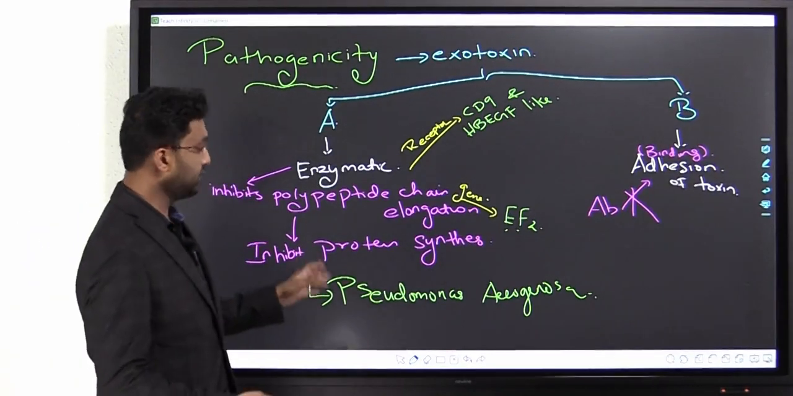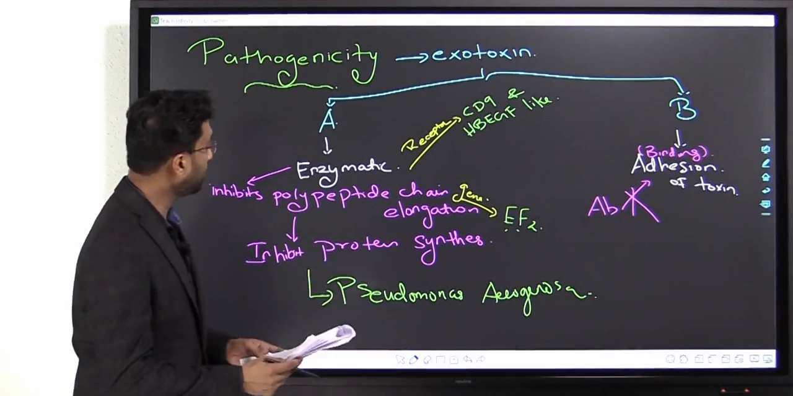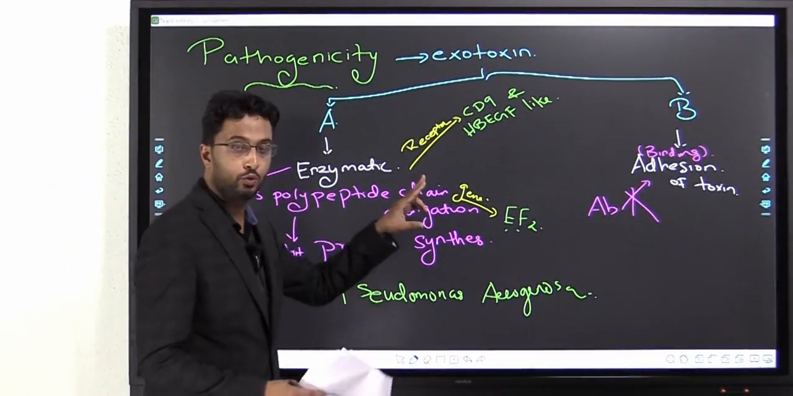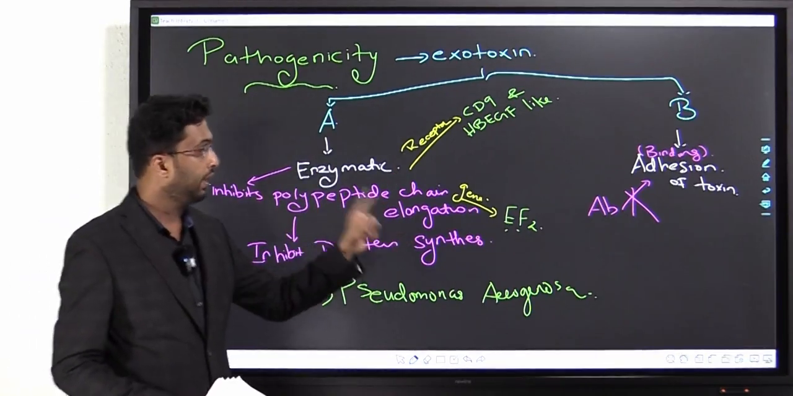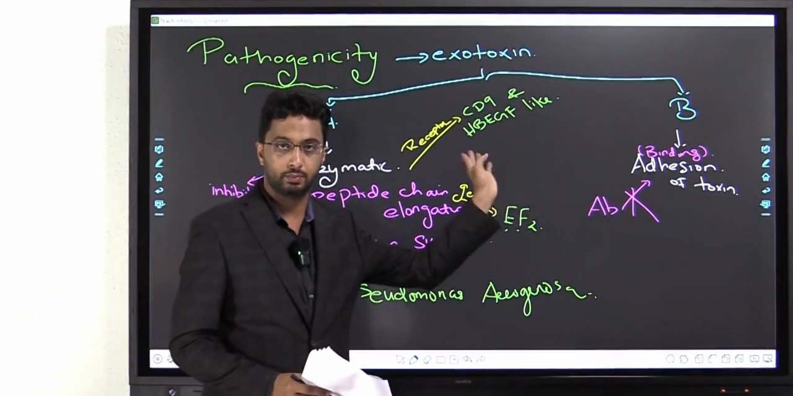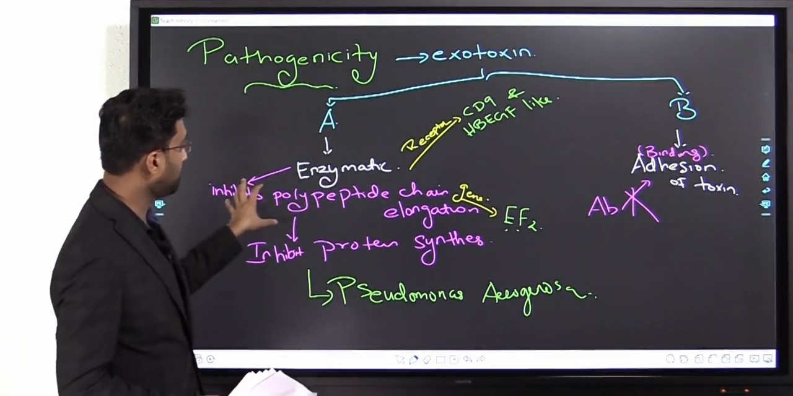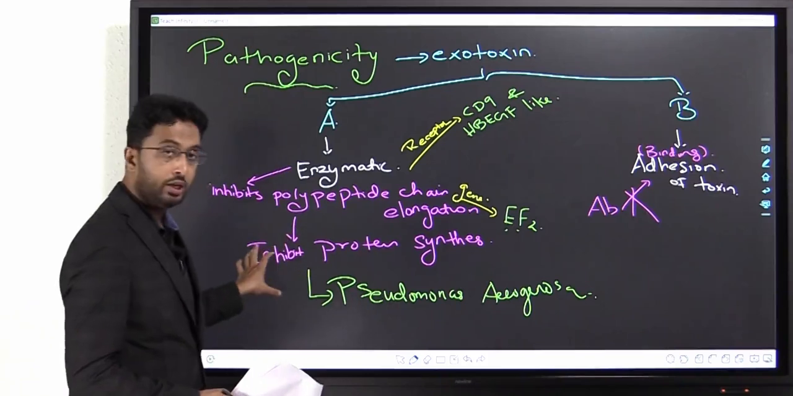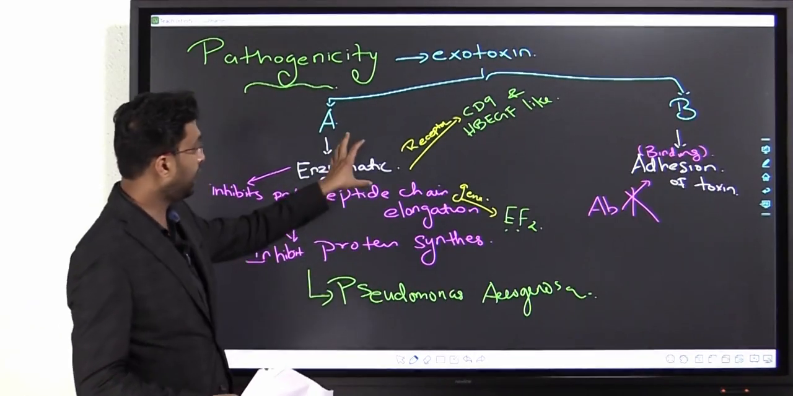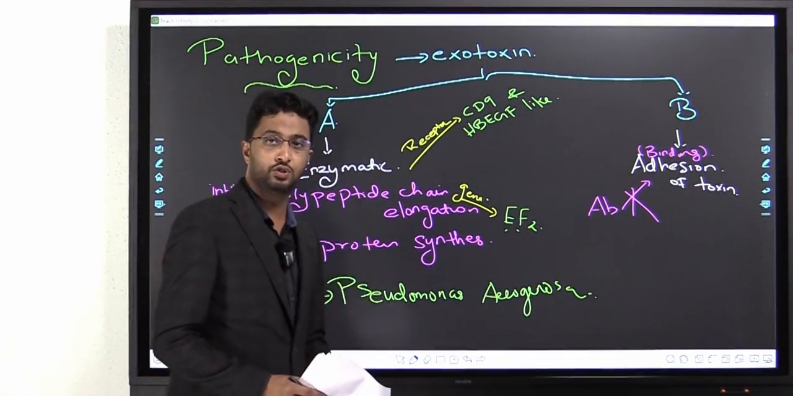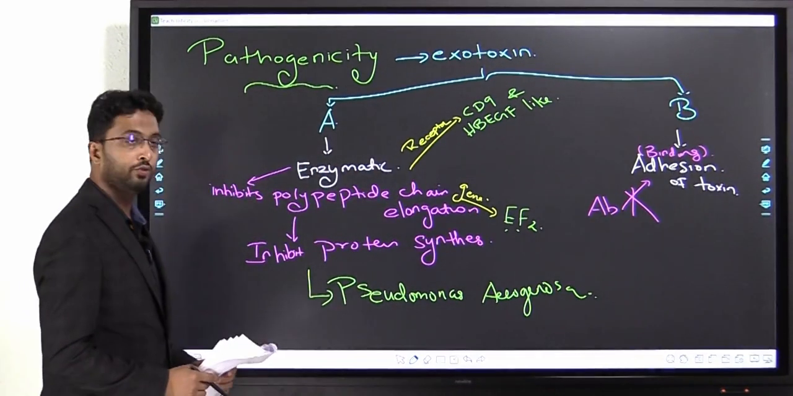So once again, what is going to happen here? It's an exotoxin with two fragments, A and B. B helps in adhesion, and antibody acts there, preventing the adhesion. Now fragment A is enzymatic, inhibits polypeptide chain elongation, thereby inhibiting protein synthesis. And the receptor is this, and more importantly, they have asked this: what is the gene effector, or what is the site of action? It is EF2.